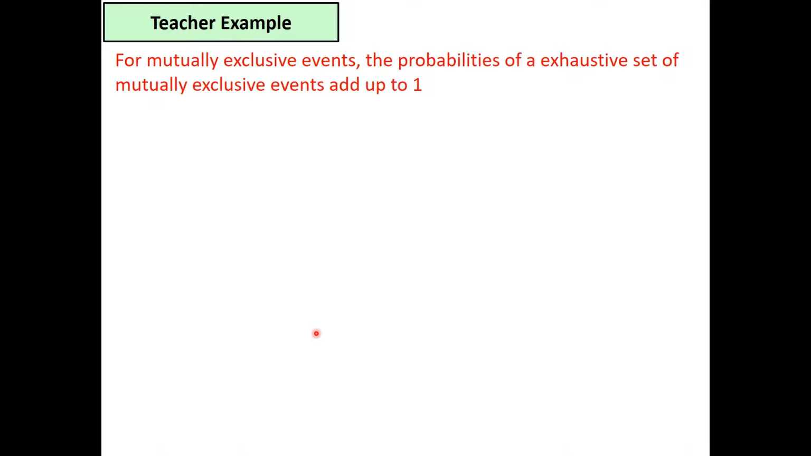Just a quick reminder, you should already know this, for mutually exclusive events, which is a posh way of basically saying you can't get more than one of the different outcomes. So for example, heads and tails, half and half, you can't get heads and tails at the same time. You can either get heads or you can get tails. That means they're mutually exclusive. The probabilities will add up to 1. So there's a half chance of heads and a half chance of tails. Half add half equals 1.